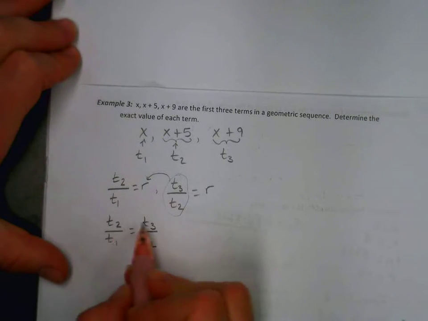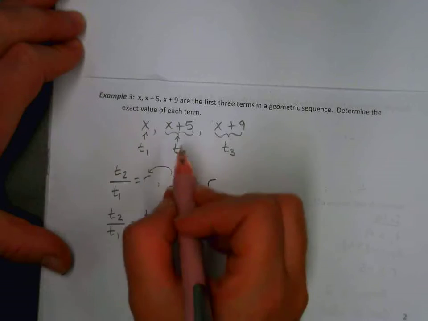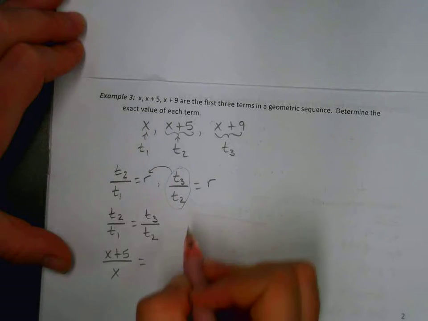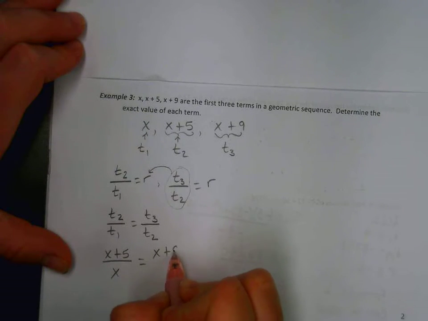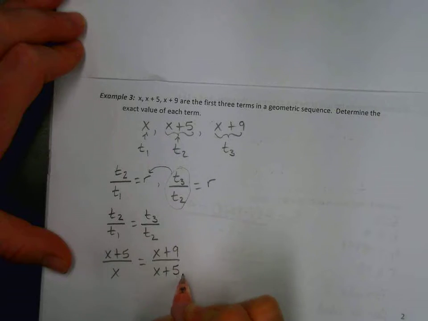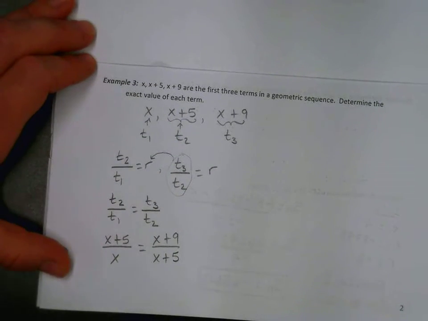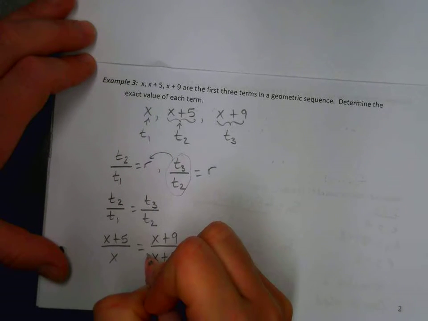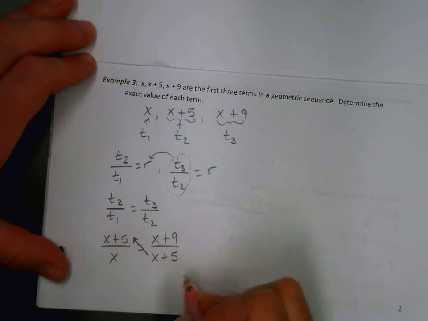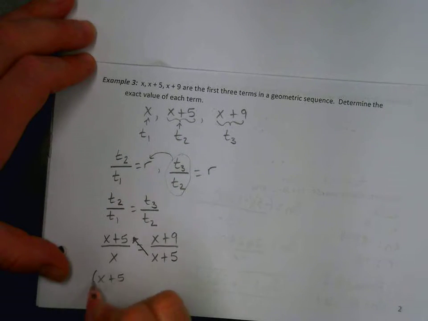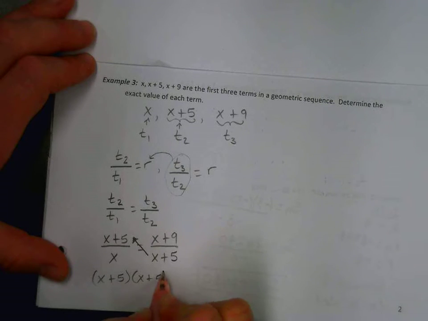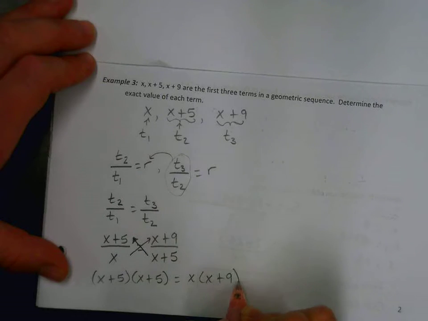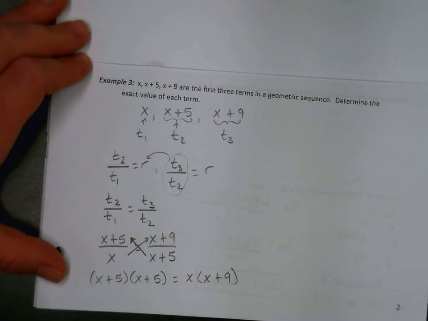All right, so now I'm going to substitute in these algebraic expressions for each of these. My second term is x plus 5 over x. My third term is x plus 9 over x plus 5. All right, so in order to solve for x here, what we want to do is remove this fraction by simply cross multiplying. So we're going to cross multiply my x plus 5 times x plus 5, and I'm going to put that in brackets because they're both binomials. And then I'm going to multiply my x times an x plus 9. And so what that does is remove the fraction in the denominator.